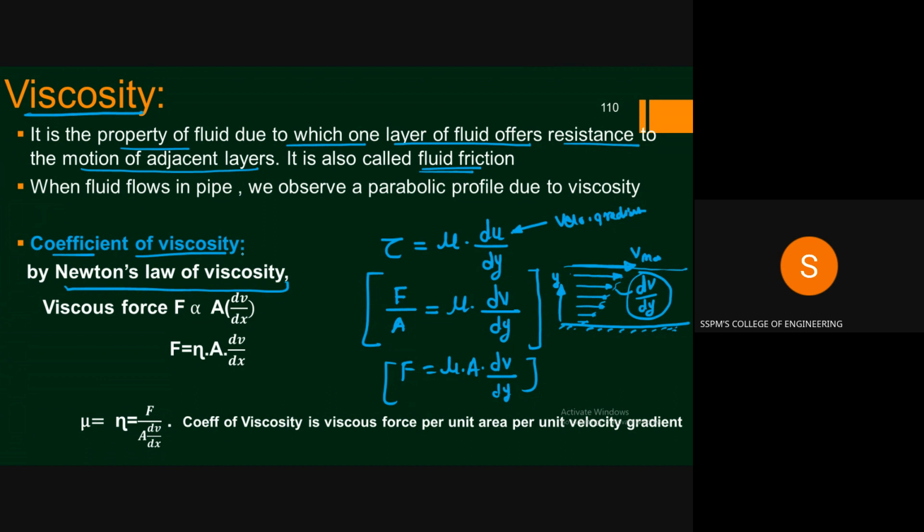So for the viscosity or Newton's law of viscosity, we should remember the equation tau is equal to mu into du by dy or dv by dy. Then tau is force upon area, and from this we can write force is equal to mu into area into dv by dy.